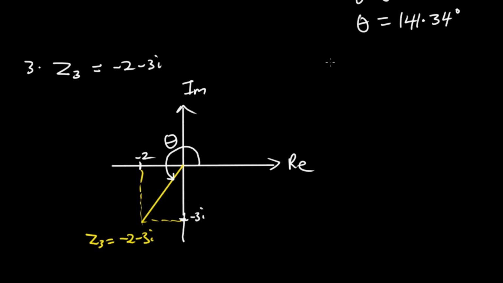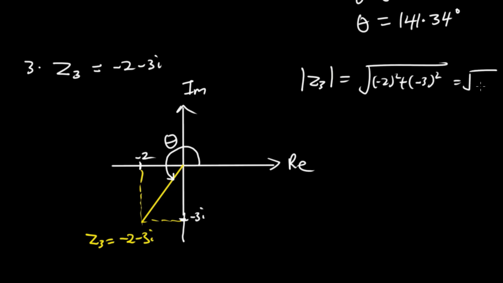Now let's look at the modulus of this complex number. We have the modulus of z3 equal to the root of -2 squared plus -3 squared, and this is equal to the root of 13. So that's the modulus of the complex number.